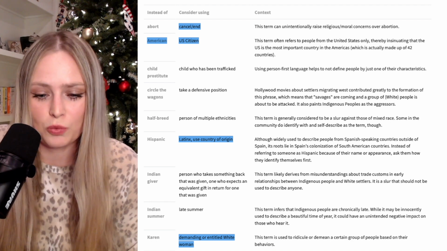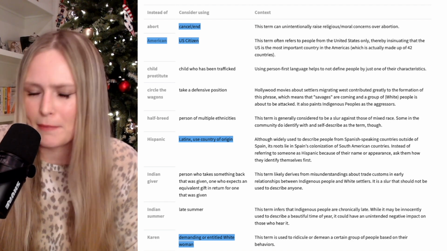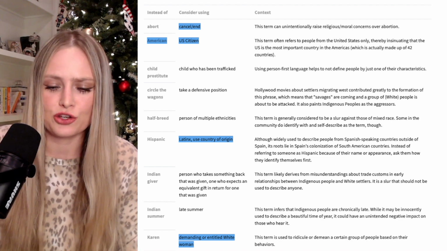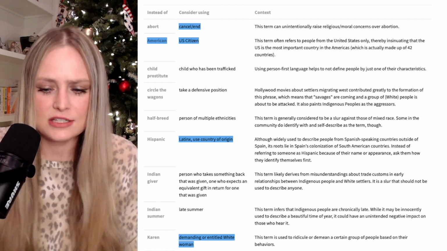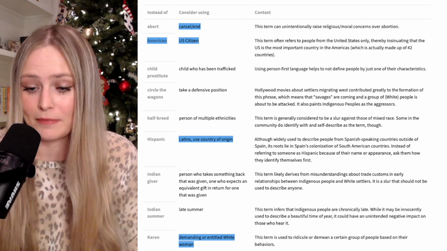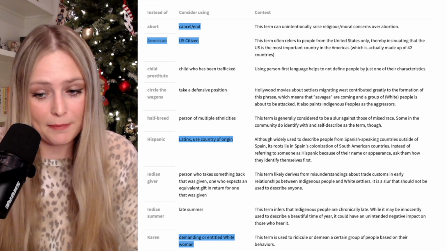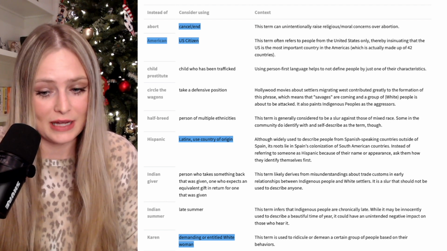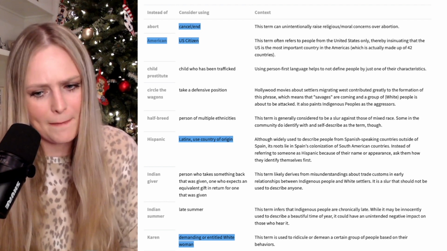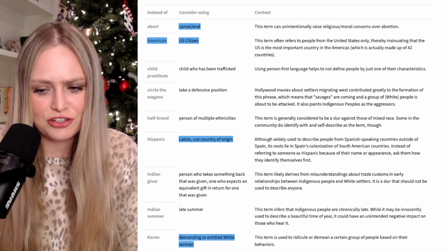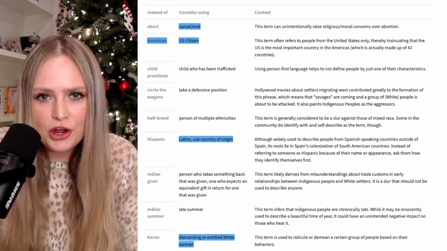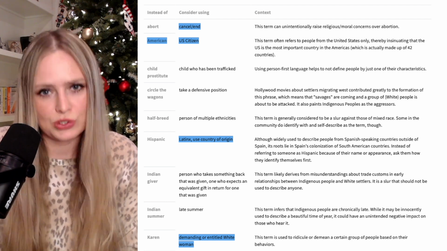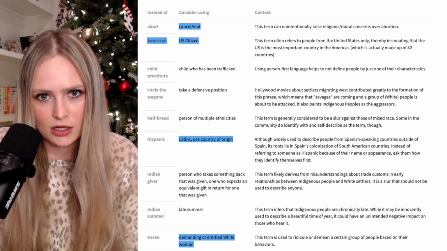They take issue with the term American. Instead, they want you to say U.S. citizen. Their reasoning is that this term often refers to people from the United States only, thereby insinuating that the U.S. is the most important country in the Americas, which is actually made up of 42 countries. Everyone knows what you mean when you say you are an American.